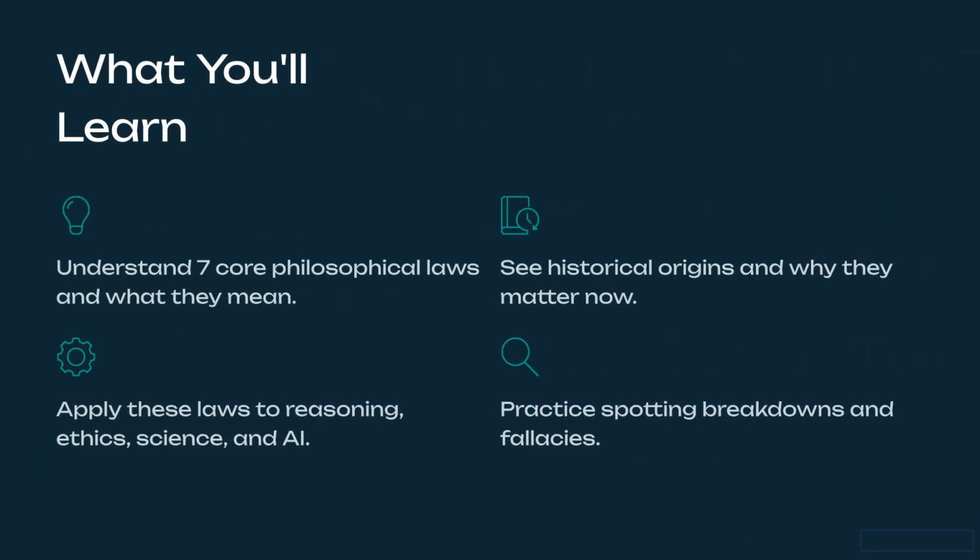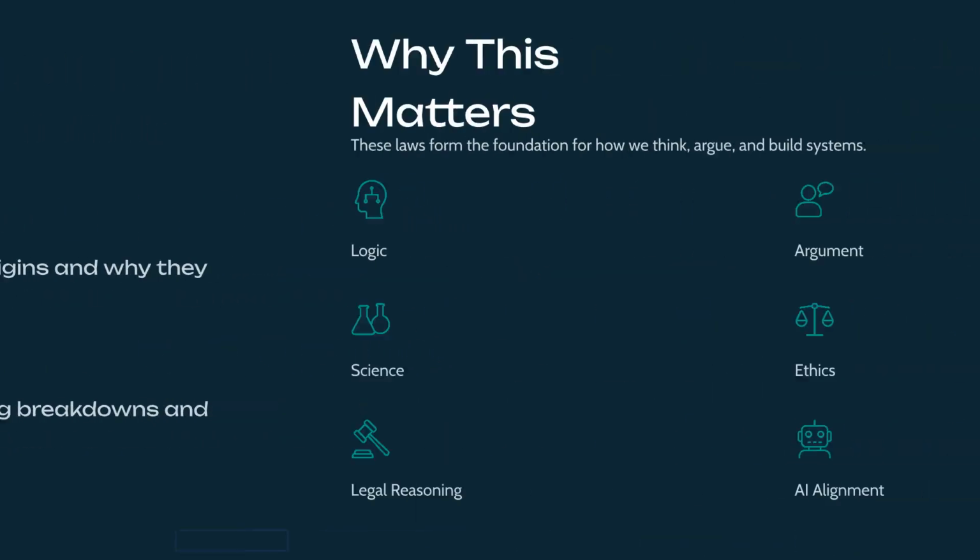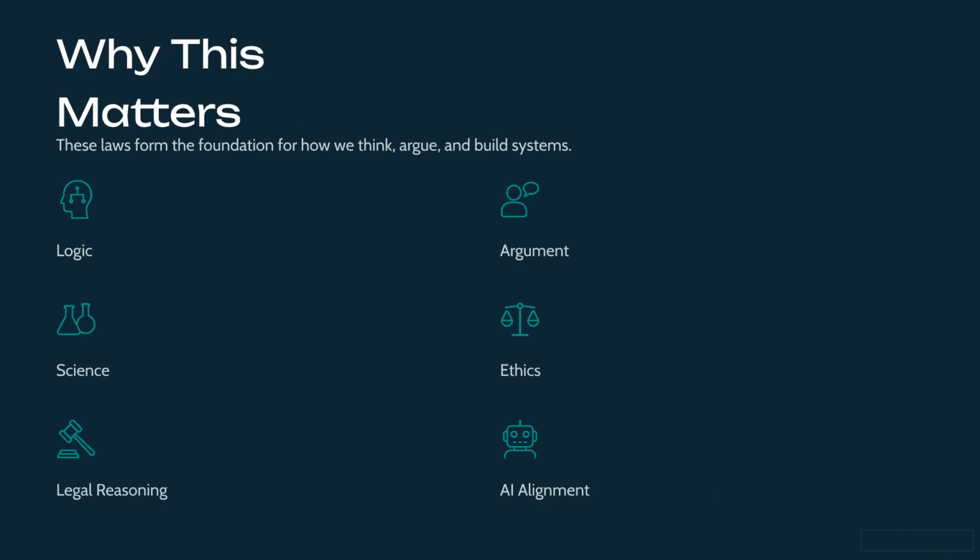In this video, you will learn 7 core philosophical laws, their historical origins, and their modern relevance. We will apply them to reasoning, ethics, science, and AI, and practice spotting fallacies. These philosophical laws are crucial because they form the foundation for how we think, argue, and build robust systems across logic, science, ethics, legal reasoning, and AI alignment.